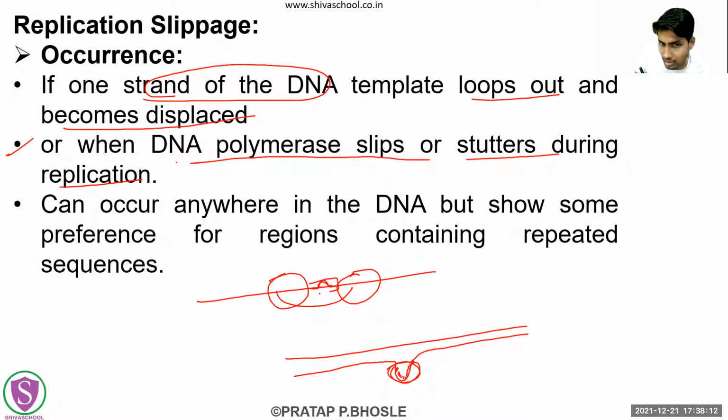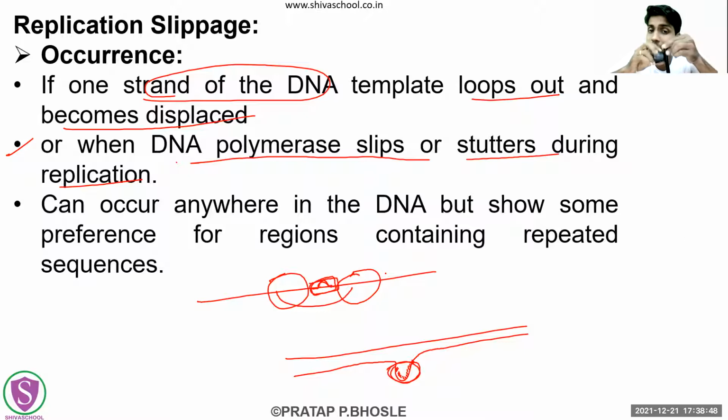So whatever DNA is there, maybe the case is that it is not being replicated by the DNA polymerase. Suppose this is the strand, and the DNA polymerase was here initially, replicating it, but suddenly the DNA polymerase slips from this location to this location. Now whatever intermediate nucleotides were there were not replicated. They were not replicated by the DNA polymerase.